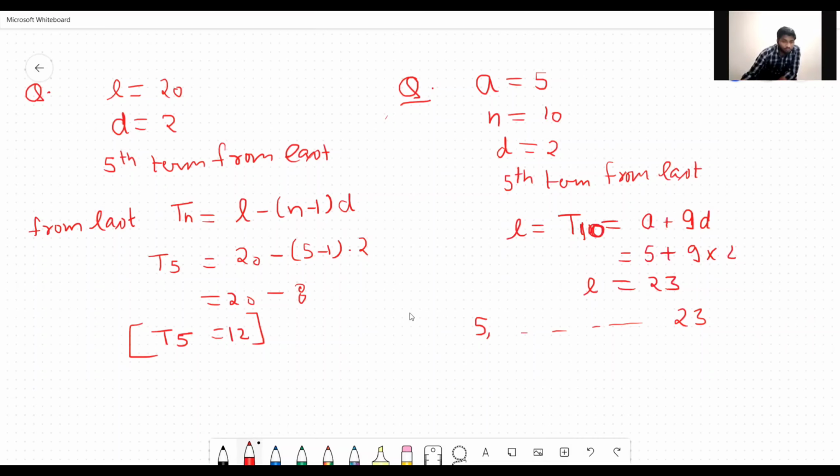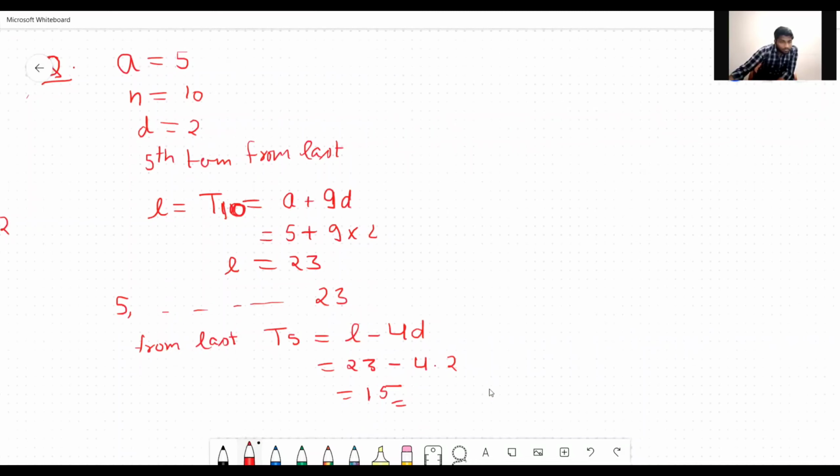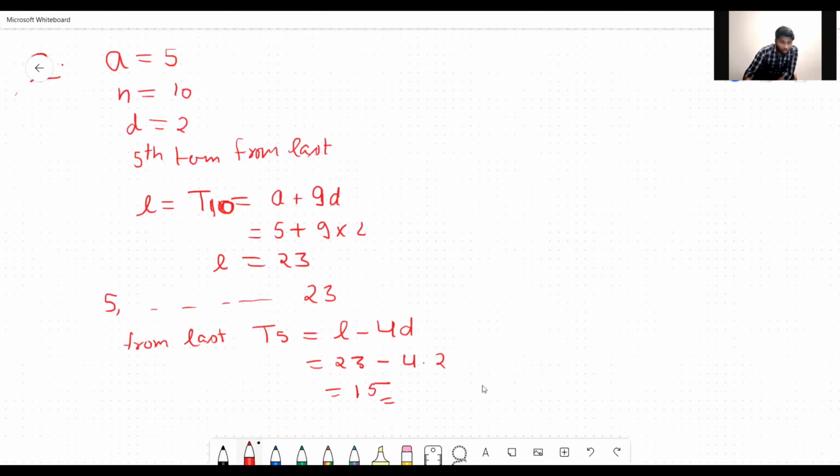Now we will find out the fifth term from last. T5 from last will be L minus 4D. That is 23 minus 4 into 2. It is 23 minus 8, 15. There is one more method to solve this particular question.